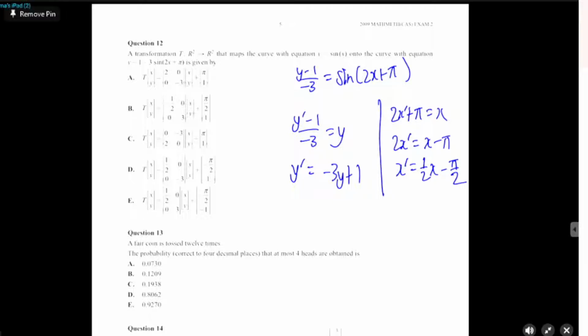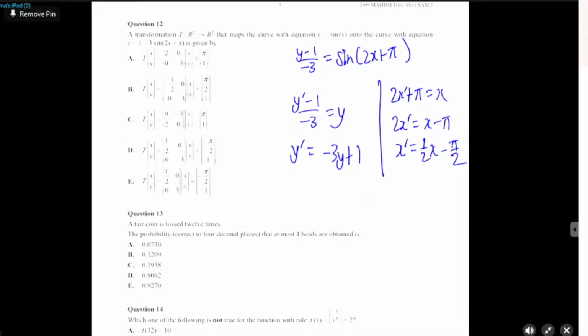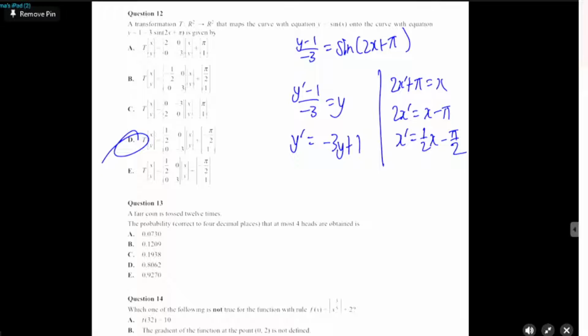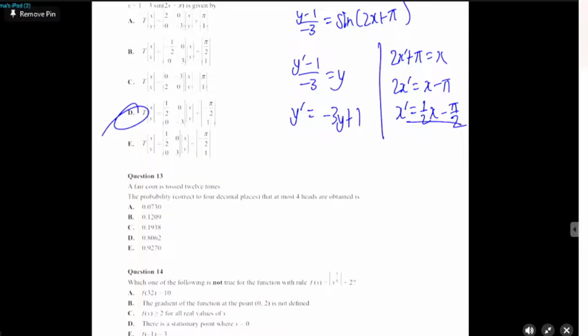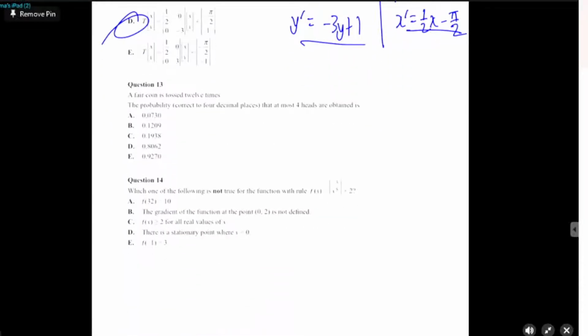And then when you look at the transformations, D is the correct answer, because half x minus pi on 2, that corresponds to this, and the 3's, that corresponds.